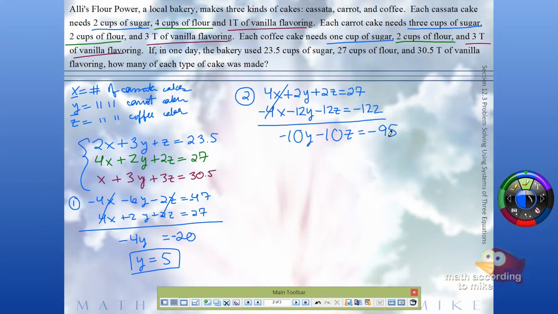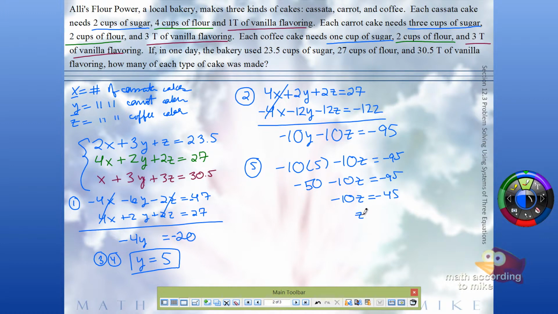So step 3 would say eliminate another variable, and step 4 would say solve for the remaining variable. Well, notice that we already have that done. So we can go right into step 5. So instead of that y, I can now put in 5. So this is -50 minus 10z equals -95. Adding 50 to both sides and dividing by -10, I get z to be 4.5.